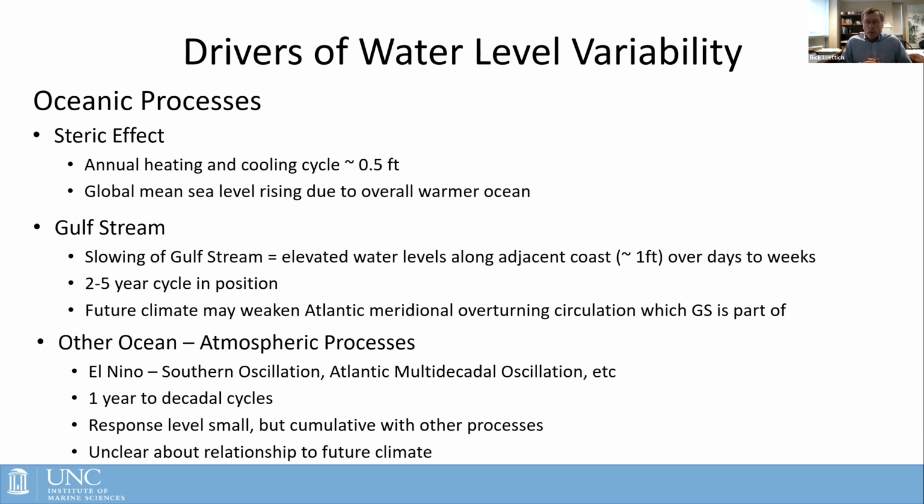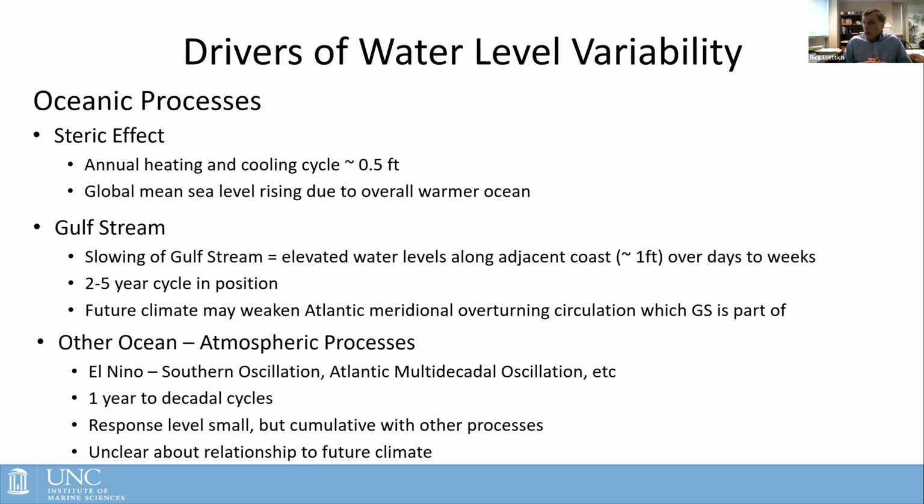The Gulf Stream is part of a bigger circulation process that's called the Atlantic Meridional Overturning Circulation. We have pretty good evidence that has been weakening through the 20th century, and that's consistent with future predictions that future climate states will continue to weaken it. Again, the Gulf Stream is part of that, so we might anticipate that in the future we'll be dealing with a generally weaker Gulf Stream, which again may have implications on long-term water levels and sea level rise along the North Carolina coast.